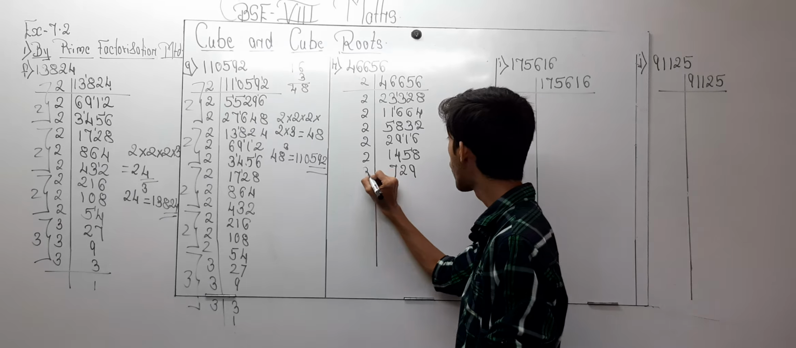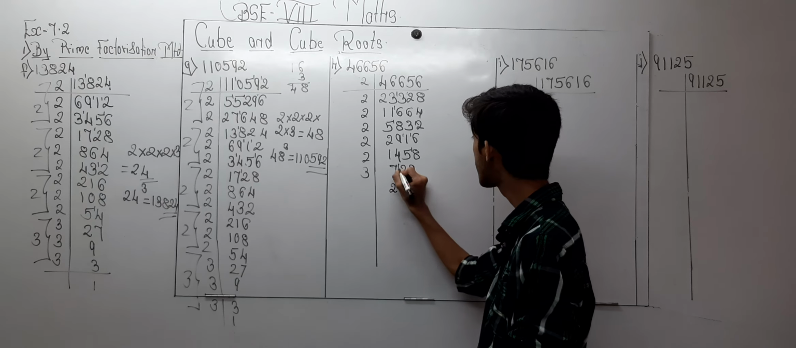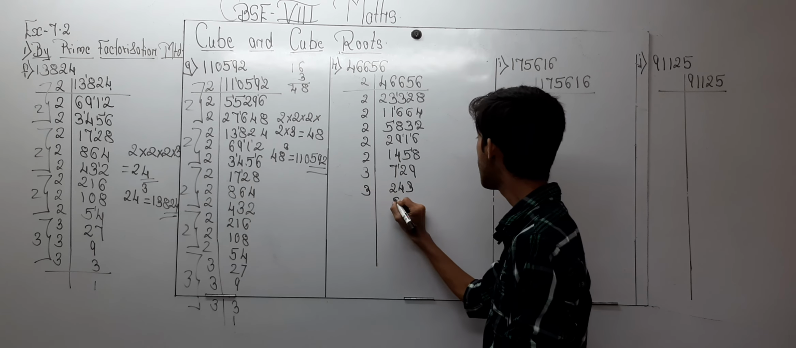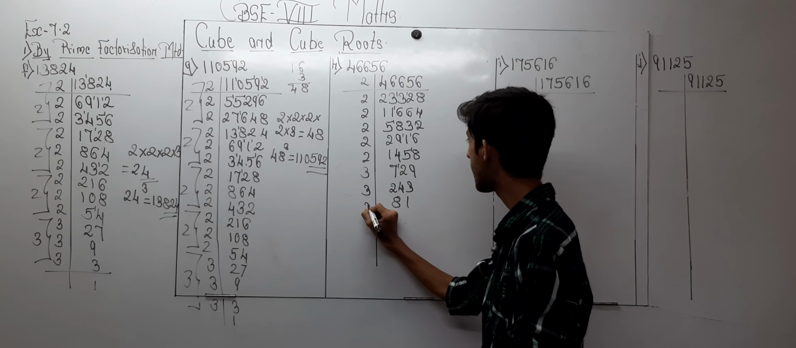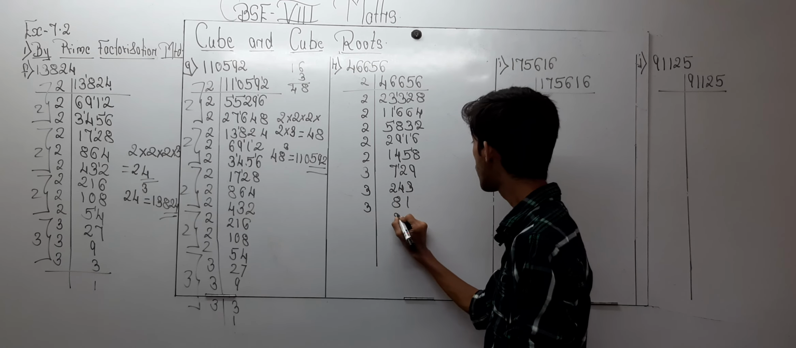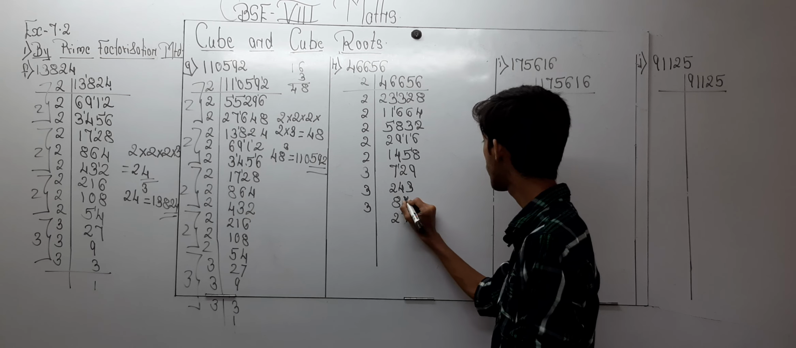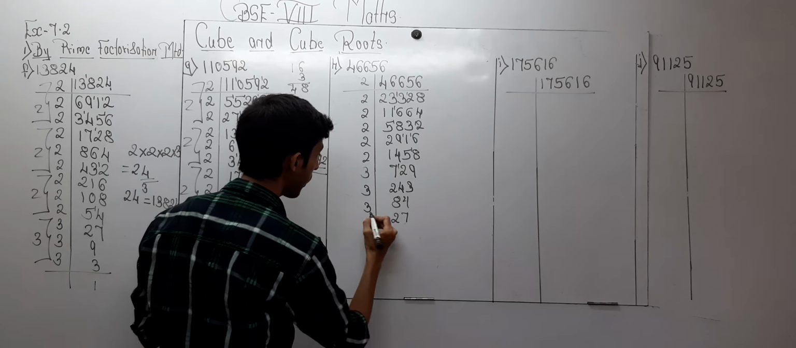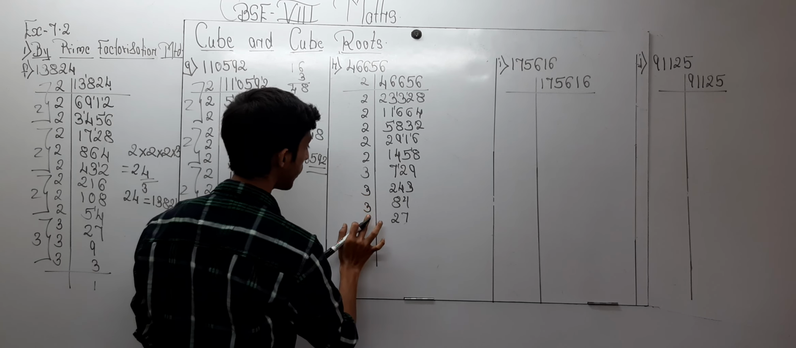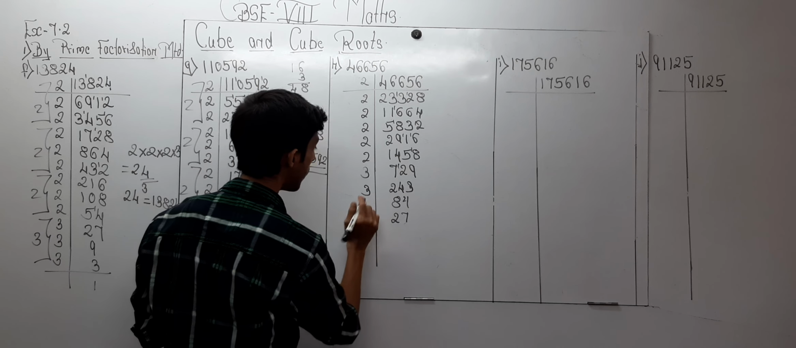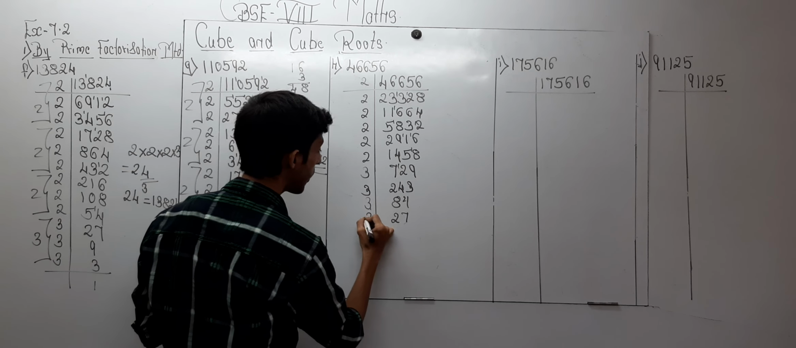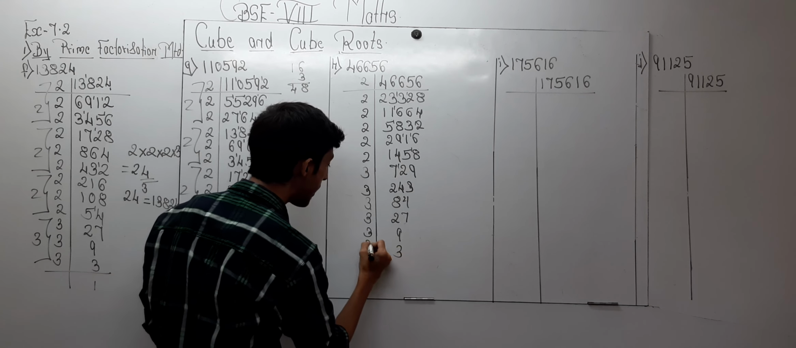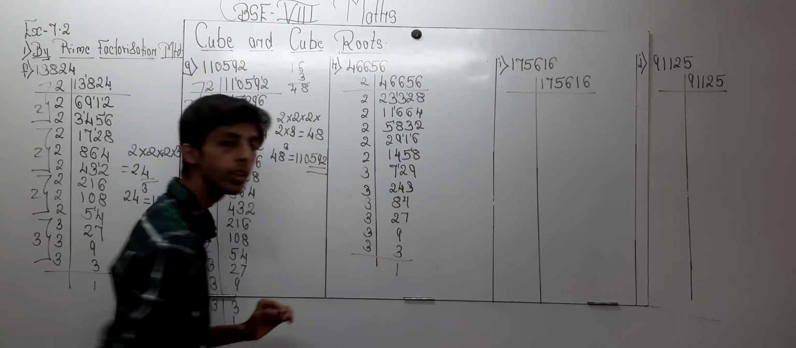So 3 2s are 6, 3 4s are 12, 3 8s are 24, 3 1s are 3, 3 7s are 21, because 2 is remaining over here. Now 3 9s are 27, 3 3s are 9, 3 1s are 3.